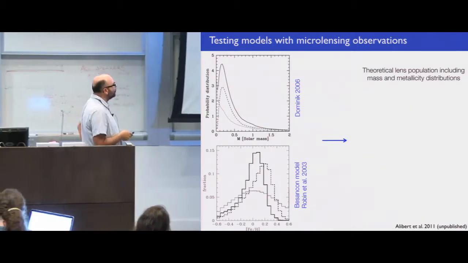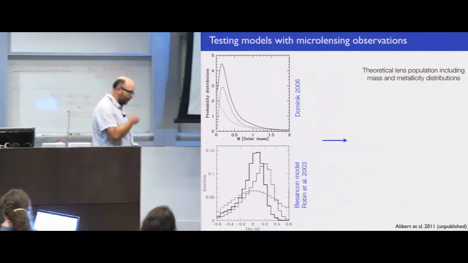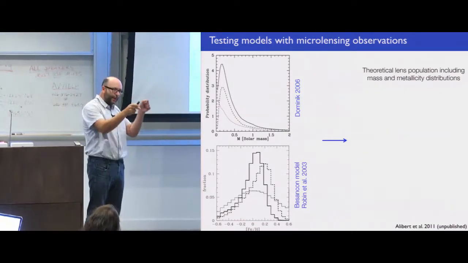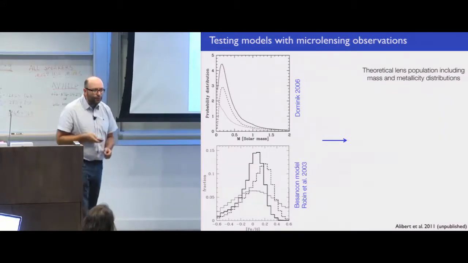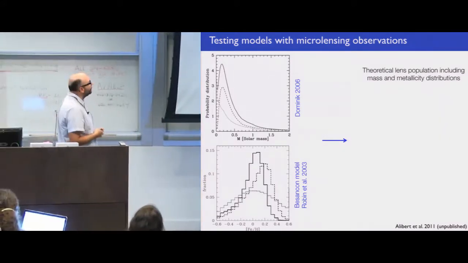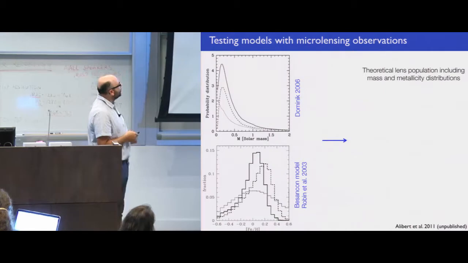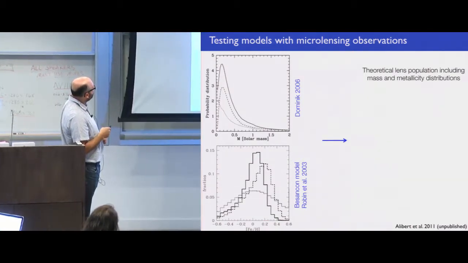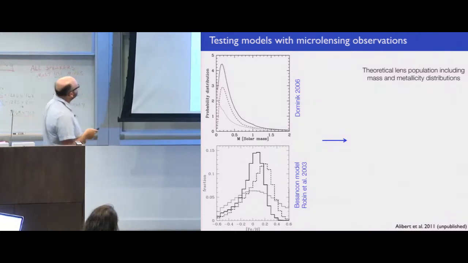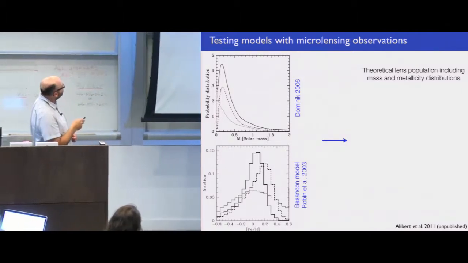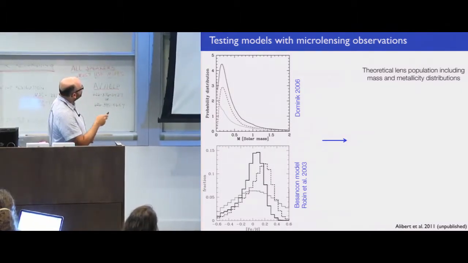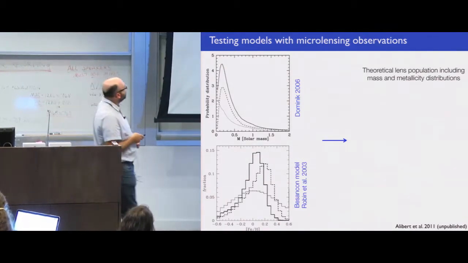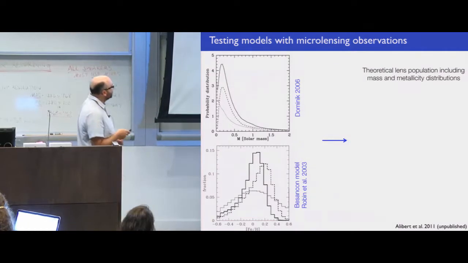For this, you need to know what is the mass distribution of the lenses, because this is the central star for the planetary system. And you also need to know the metallicity of these stars. So what we have done was to take the probability of different masses. This was from Dominique 2006. So this is the mass distribution of the lenses, of the central star of the planetary system, that should be observed by microlensing when you look towards the center of the galaxy.